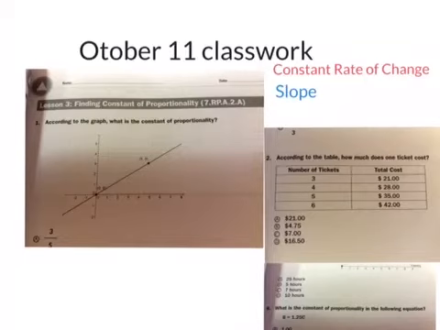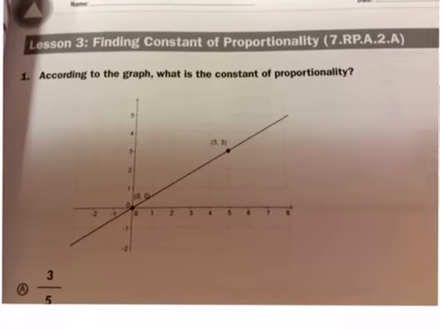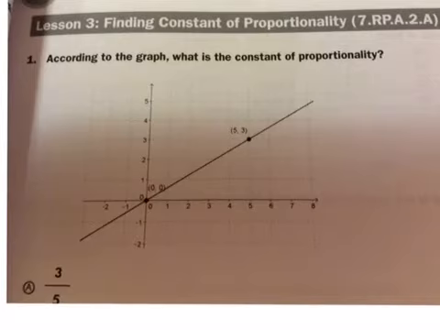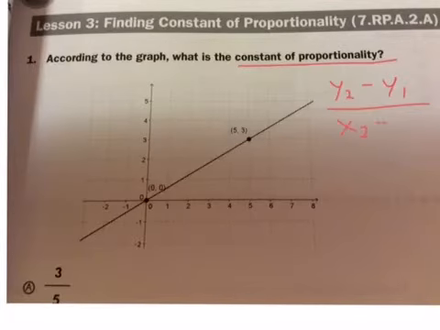All right, first one. It gives us a graph, and it's asking us to find, again, as we said, the constant of proportionality. So on this constant of proportionality, or for this slope, we've been saying all we need to do is find the change in y, which we can write out as y2 minus y1 over the change in x, which is x2 minus x1. This should be looking really familiar by now.